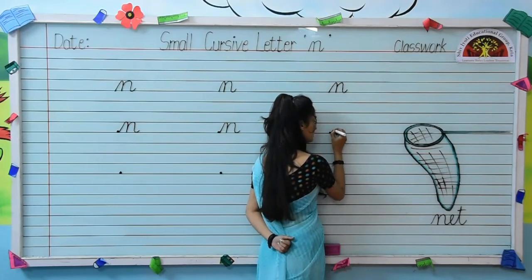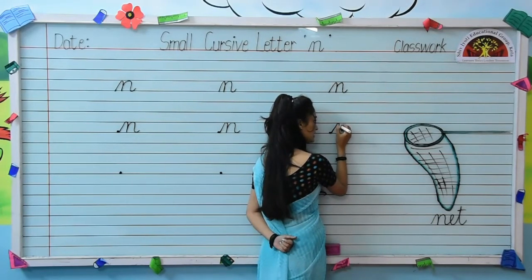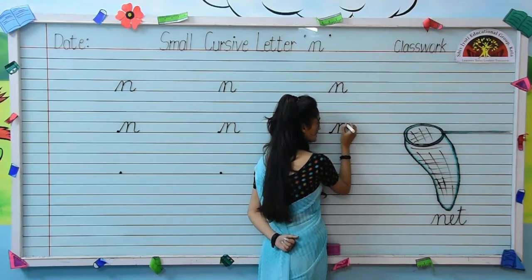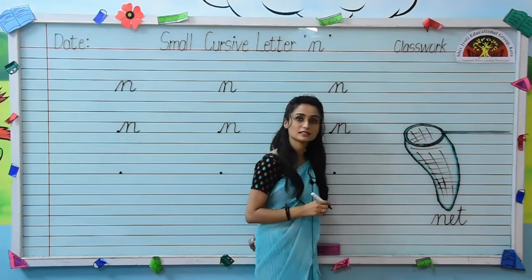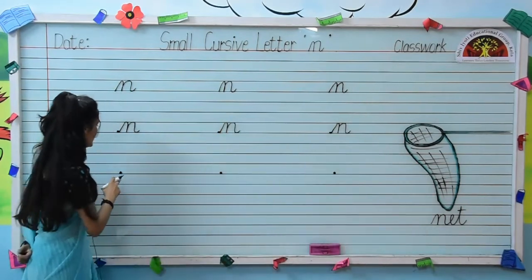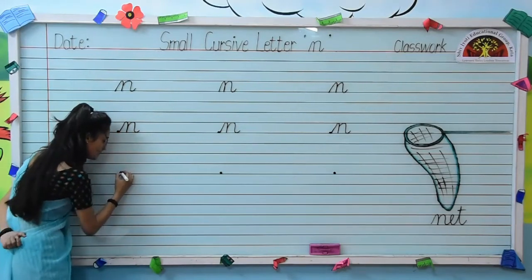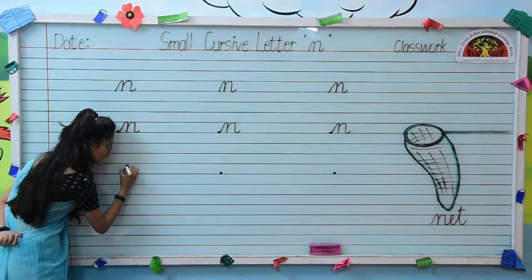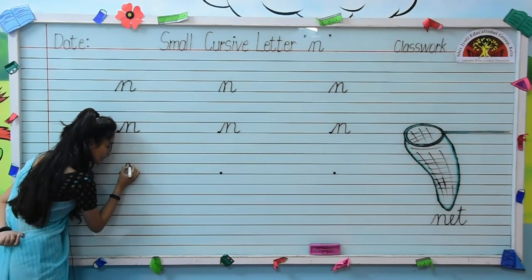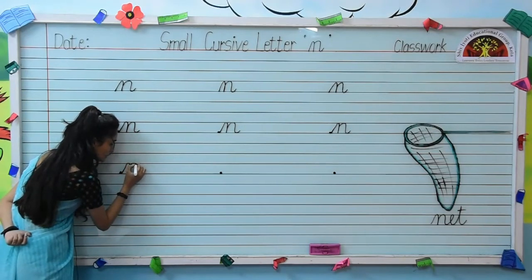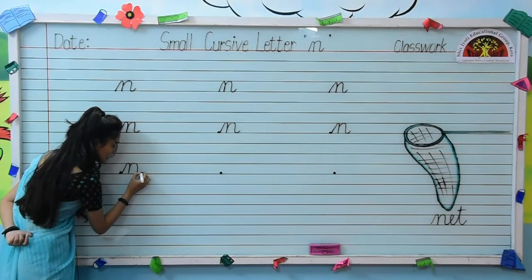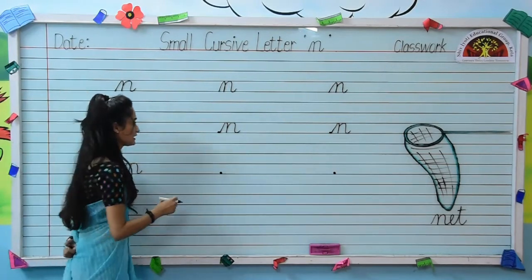Slanting line up, touch the second line, make a curve, come down, touch the third line, go up, touching the second line, make a curve, come down, touch the third line and go out like this. Okay kids? Pay attention over here now. Let's see few more times. From the third line, slanting line up, touch the second line, make a curve, come down, again go up, touching the second line, make a curve, come down and touch the third line and go out like this.